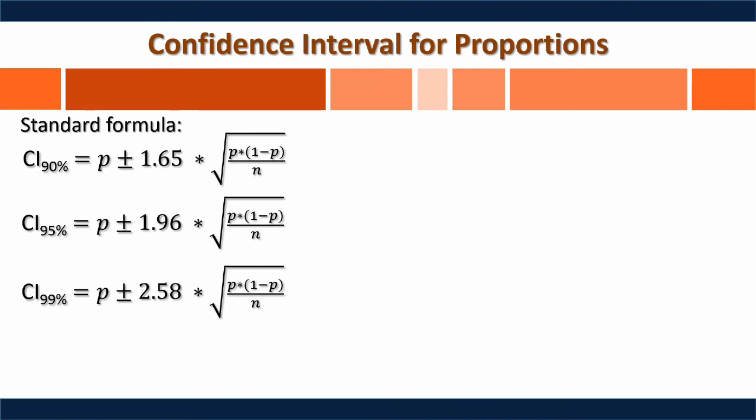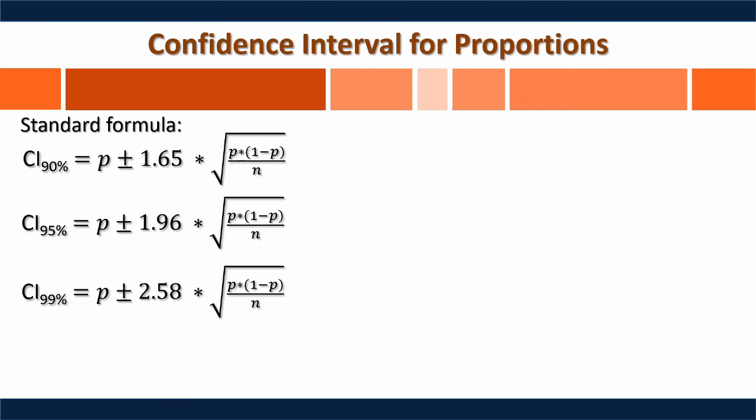The italicized p in the equation stands for the percent you find, which is in decimal form. So for a proportion like 84%, that would be written as 0.84. And n, of course, is the total sample size.